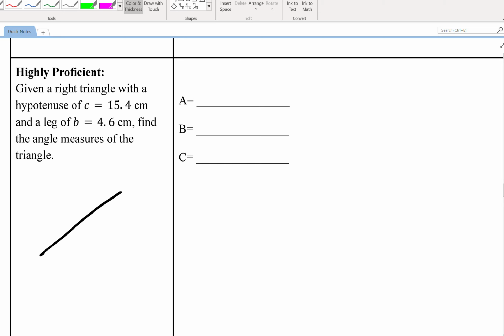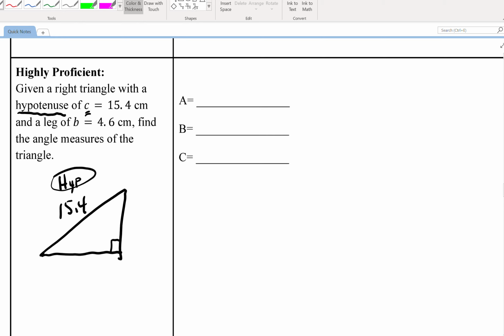I use a random right triangle. Make an effort to make sure that one of them looks like it's at a right angle. Makes it easier. Now notice this, it says the hypotenuse C is 15.4, and this is the hypotenuse, the one opposite the right angle. So I'm going to label that as 15.4. I'm also going to label it as HYP here for my hypotenuse.